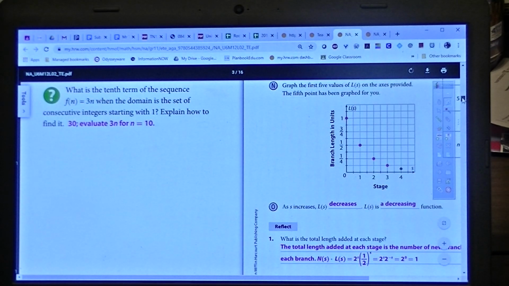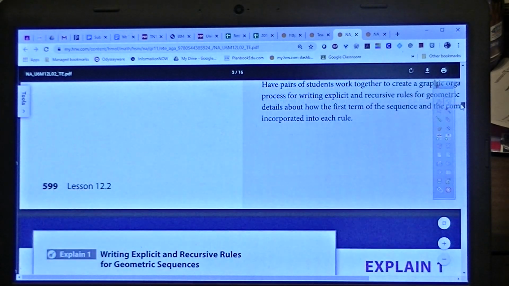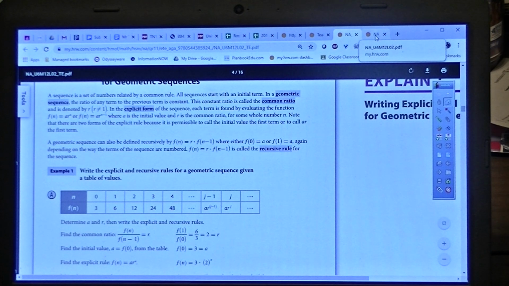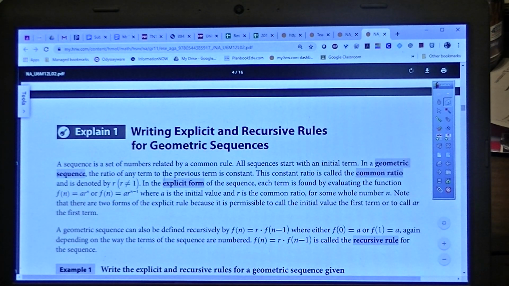And then that would be an exponential decay kind of situation. Alright, so here we are on page 600 even, and we're getting to the terms. So I'm going to go over to the student book at this point. They remind us it's a geometric sequence, and we're talking about the explicit rule.